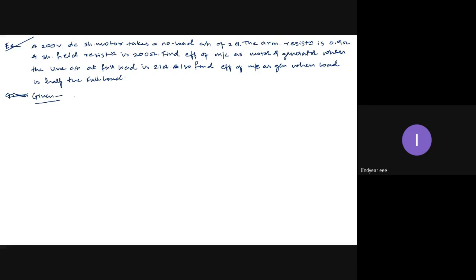Input voltage is 200 volts. I naught is 2 amperes. Armature resistance RA is hot resistance. If it is not mentioned, then we should consider it as hot resistance only. 0.9 ohms. RSH is 200 ohms. So IL or I is 21 amperes. You can take I or IL, both are same.